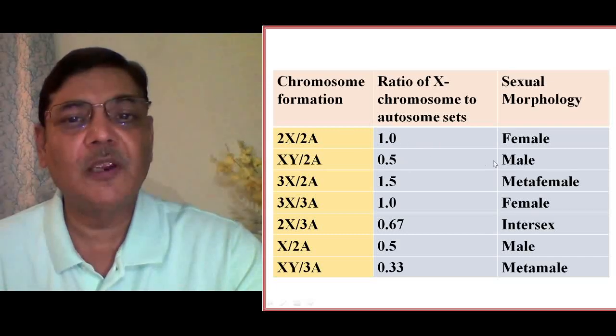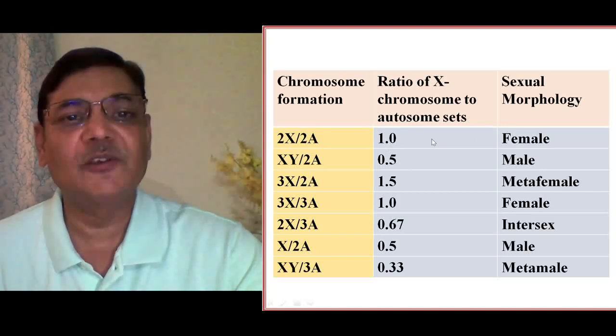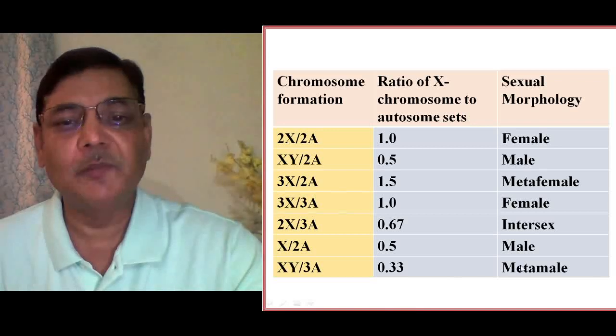If it is 0.5, that will be a male. And if the value comes in between the two, that will be an intersex. And if it is above 1, then that will be meta female. Sometimes it is also referred to as super female. And if the value comes below 0.5, that is 0.33, then such individuals will be meta male or super male.